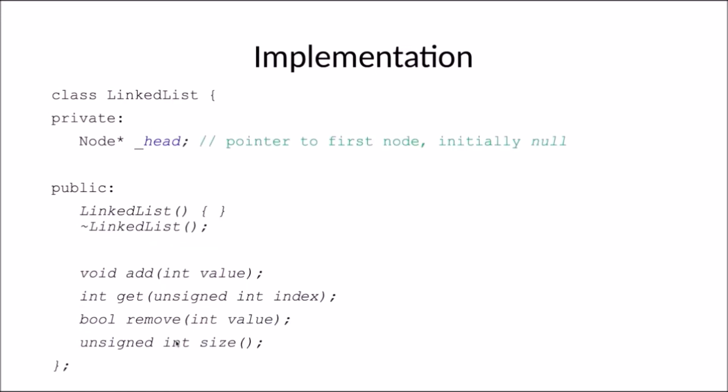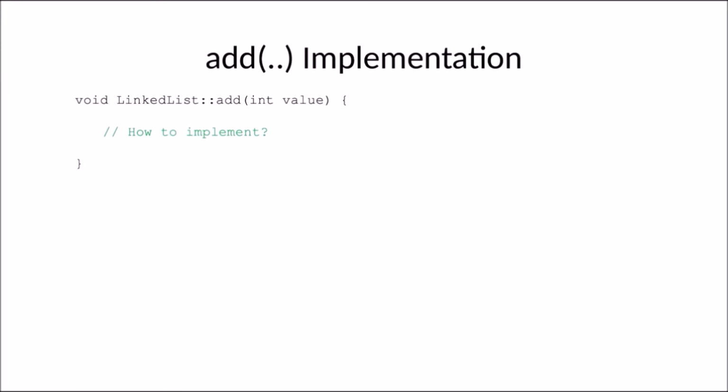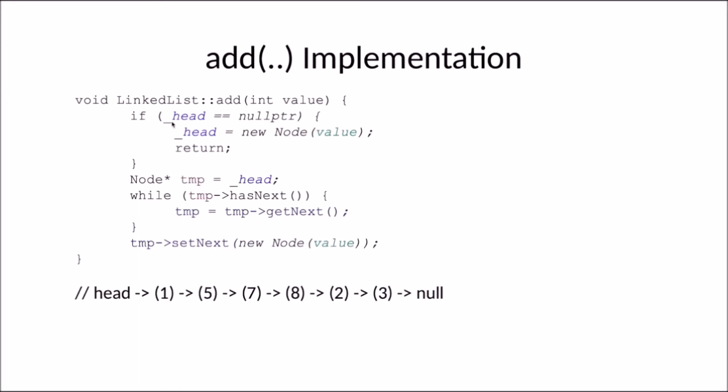Now the linked list class has a single private member variable. In this case, it's the head pointer that points to the very first node of the list. I have a constructor, a destructor, and I have some methods that operate on the values that can be stored in the list. So add, get, remove, and to get the size. Now let's see how we can implement this. So here you can see the C++ code. I initially checked if head points to null. If this is the case, I update head to a new node that I'm creating with a given value. And then I'm done. I simply return.